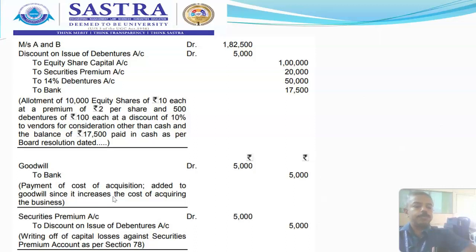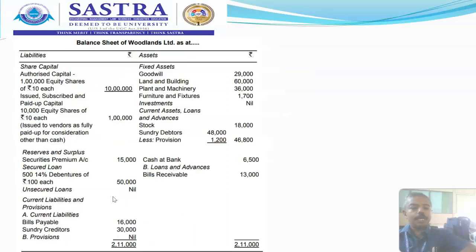Now we will be moving forward to preparing the balance sheet. So, the balance sheet of Woodlands Limited. What is the balance sheet? In the balance sheet, for all the items, whatever they acquired has to be debited.